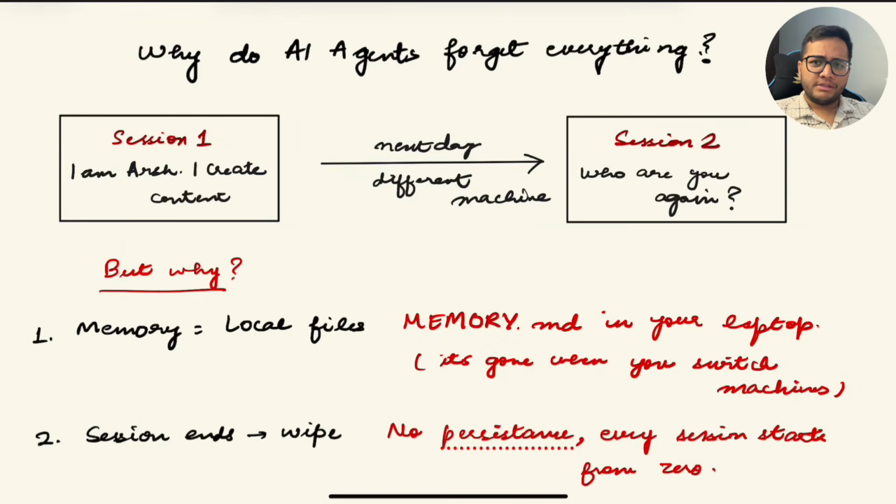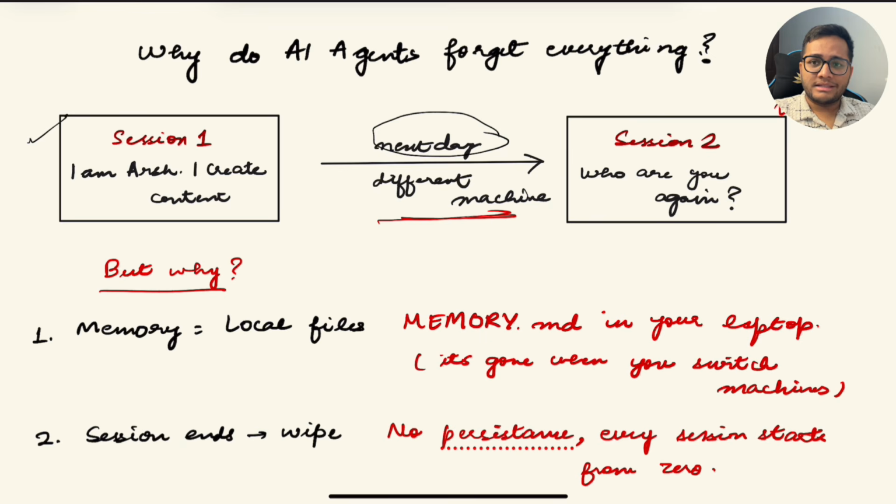So why do AI agents forget? Let me give you a very simple example. For example, there's session 1 in which I am asking an AI agent like OpenClaw, hi, my name is Ursh and I create content. And maybe it's the next day, or it is a different machine, or we are running multiple agents in parallel. And in session 2, I ask it the same question again, who are you? So it might not be able to remember that.